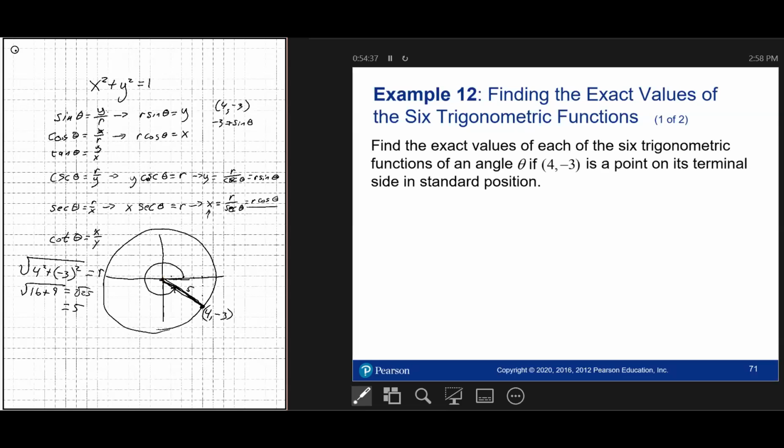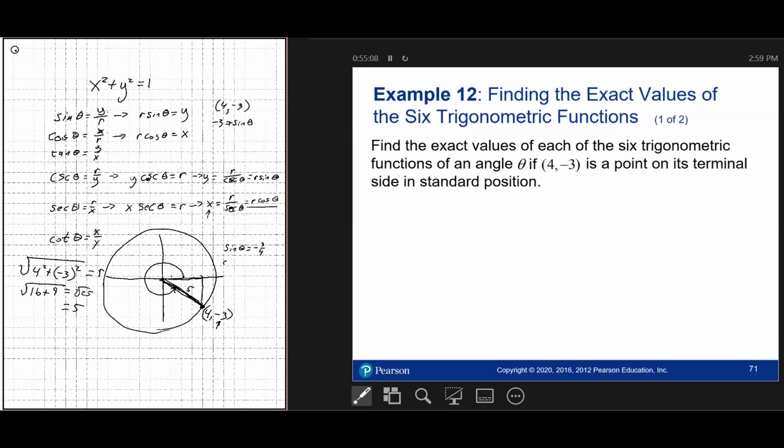Sine is the y value divided by the radius. So the sine of theta, and notice they didn't tell us what theta is. We don't need to know what theta is in this case to know that the sine of that angle is a -3/5.